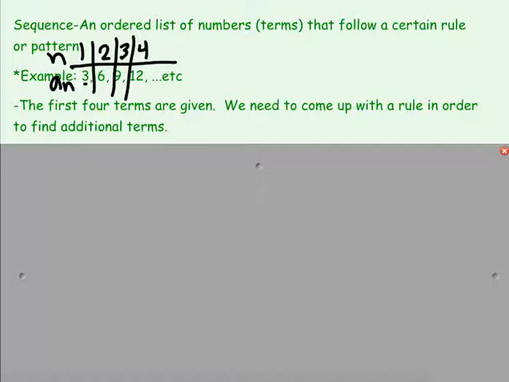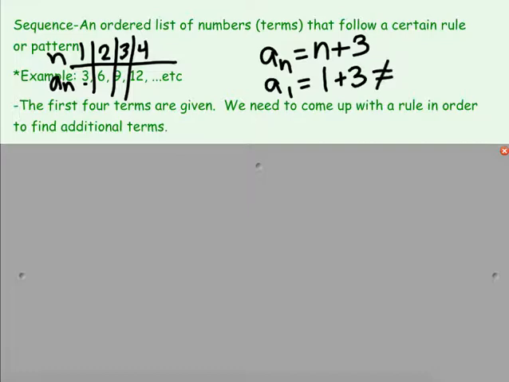Because unfortunately, if we do something like a sub n is equal to n plus 3, like we kind of want to, once we start plugging in n values, a sub 1, we would see that 1 plus 3 doesn't equal our first term value. So that's not going to work. But maybe we look between the term number and the actual value. So 1 to 3, 2 to 6, 3 to 9, 4 to 12, and we see that each time I'm actually multiplying the term number n by 3. We're multiplying it by 3, and that gives me my value.